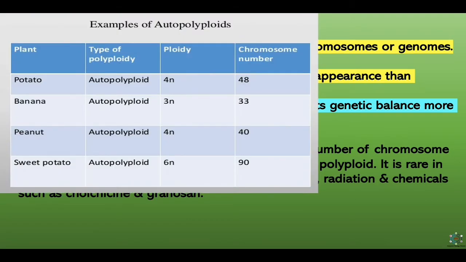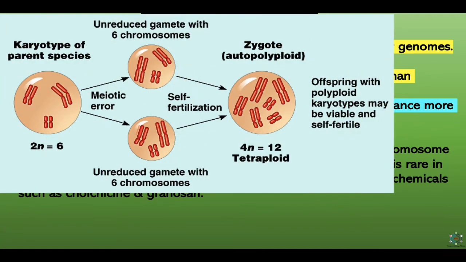Here you can see examples of autopolyploids. The potato is a 4n polyploid, and its chromosome number is 48. In banana, the 3n condition means 33 chromosomes. In peanut, the 4n condition means 40 chromosomes. And in the sweet potato, the 6n condition means 90 chromosomes.